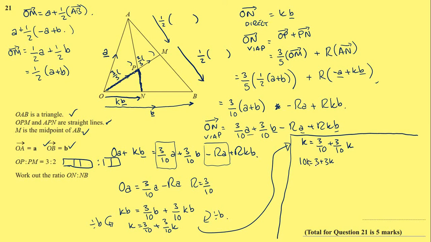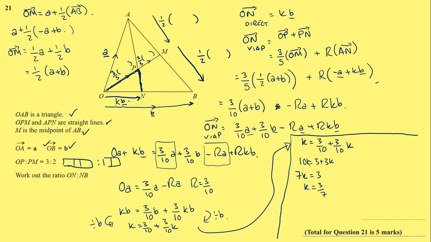10k equals 3 plus 3k. Now I'm going to take 3k off both sides, and I'll end up with 7k equals 3. And divide through by 7, k equals 3/7. Now what that means is that O to n is actually 3/7 of this line.